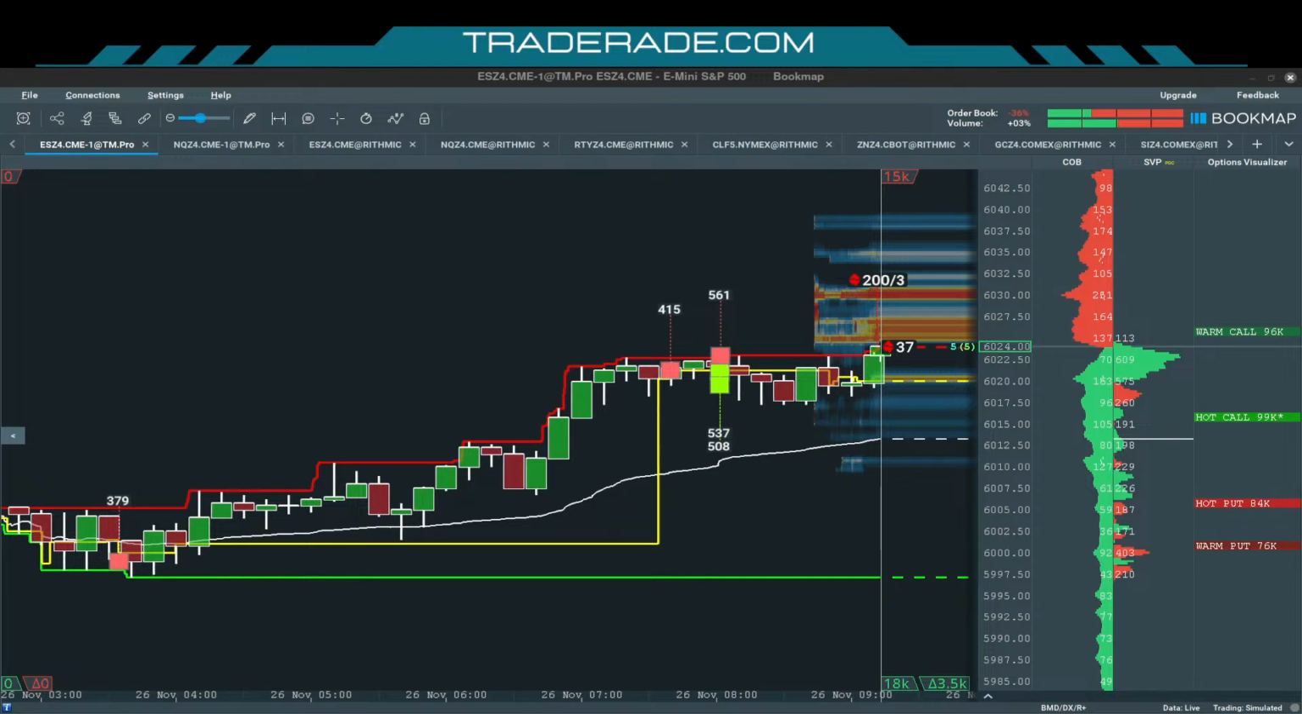And we are set to open here just above that 6,000 key area, that wall of call exposure. S&P 500 futures right now imply a cash open of about 6,005, up about 0.3%. NASDAQ futures imply an open up of about 0.4% here.